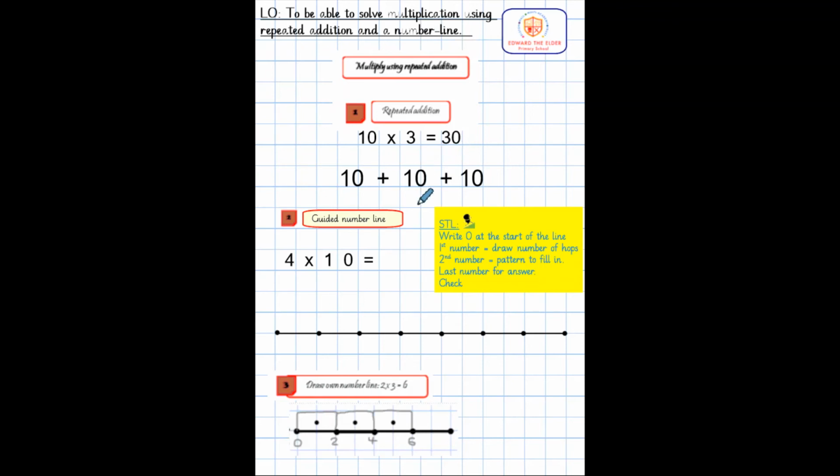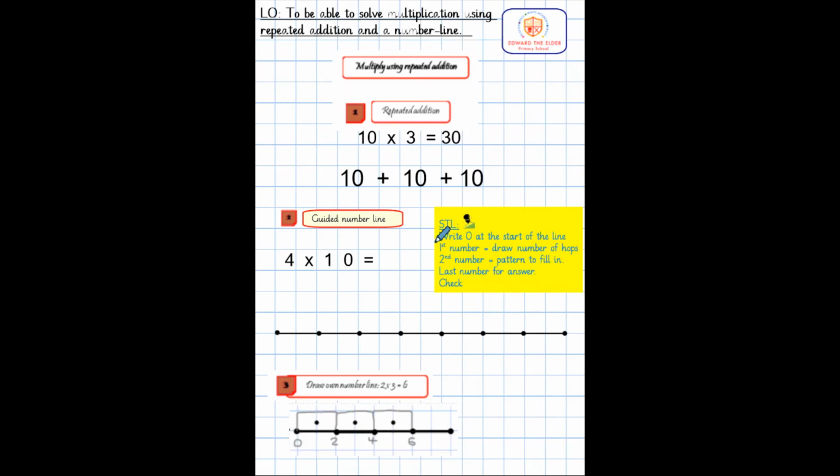Today I'll be modelling our second method. Our learning objective is to be able to solve multiplication using repeated addition and a number line. I'm going to be modelling a guided number line for you today. Our number sentence is 4 multiplied by 10. As always, we'll be following our steps to learning to help us find the answer.